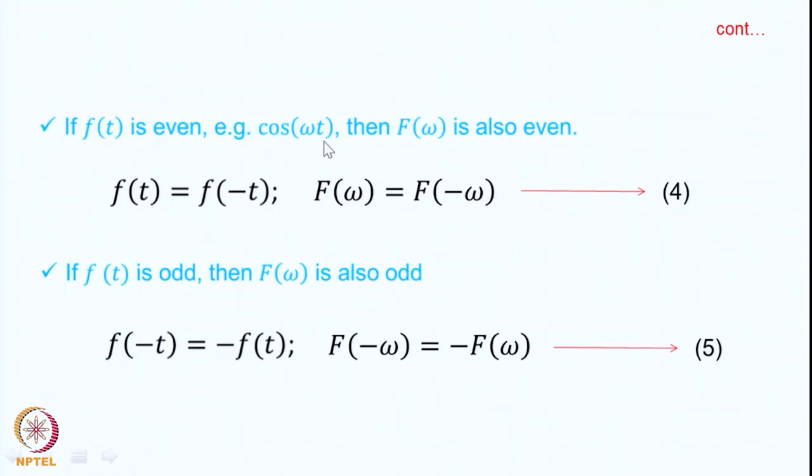cosine omega t is an even function. What does that mean? If you change t to minus t, it still has the same value, cosine omega t, then f of omega is also even. That is, if f of t is equal to f of minus t, then your frequency domain spectrum f of omega will also be equal to f of minus omega.